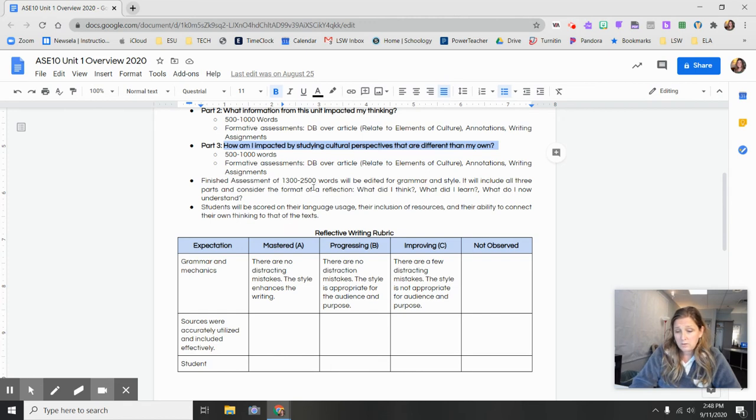It'll be a writing of 1,300 to 2,500 words. You'll edit it. It'll be a formal piece of writing that we'll add to our portfolio, which we'll talk about at the end of the quarter. But that's what you're going to be doing.